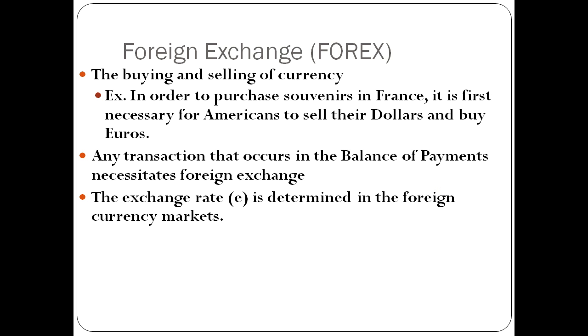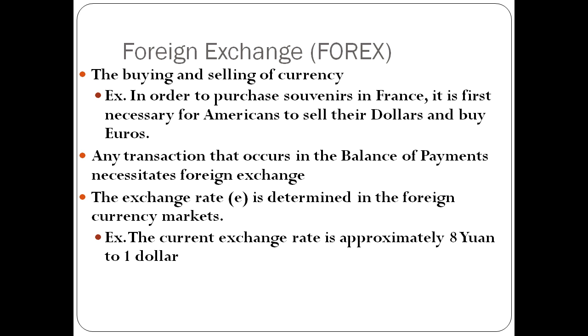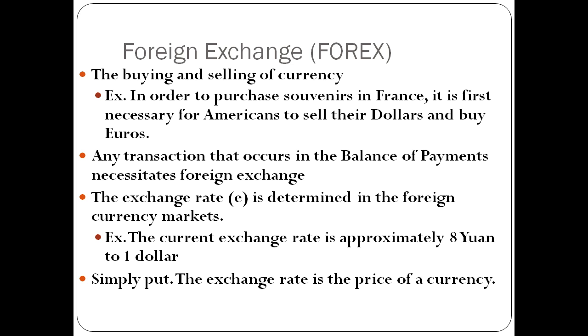The exchange rate is determined in the foreign currency market. So this exchange rate is going to be represented by the variable E there. So for example, the current exchange rate is approximately 8 won to $1. And the won is the currency of China. So simply put, the exchange rate is the price of a currency. So if the exchange rate is 8 won to $1, that means that it takes 8 won to buy $1.